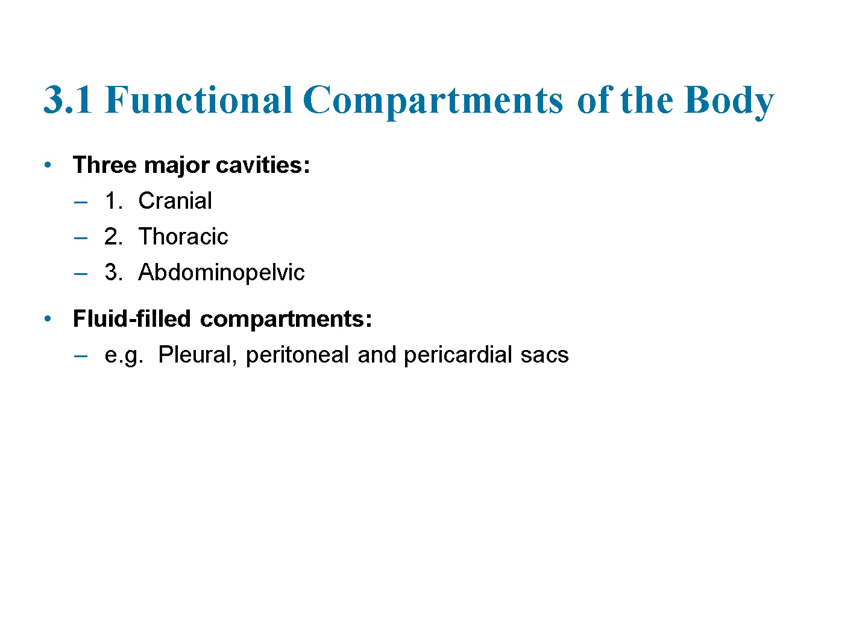Now, there are also fluid-filled compartments, and these are pretty cool. They act like cushions for certain organs. For example, the pleural sacs wrap around your lungs. The pericardial sac cradles your heart, and the peritoneal sac surrounds the organs in your abdomen. These sacs help reduce friction when things move around, like when you breathe or digest food.